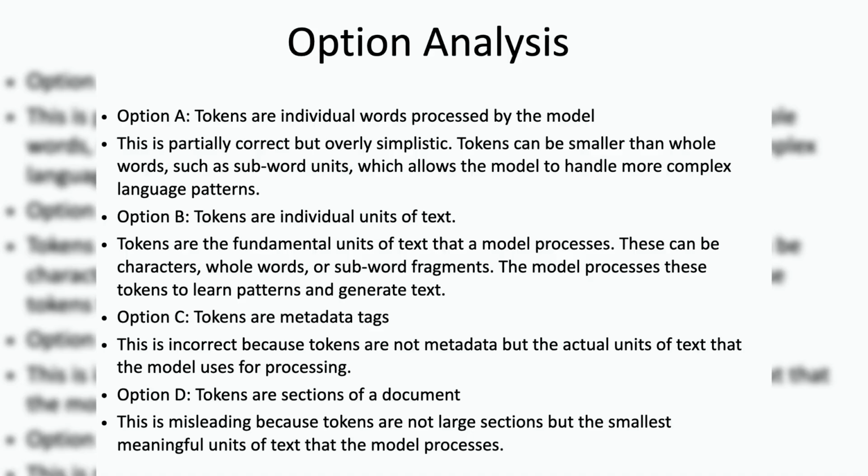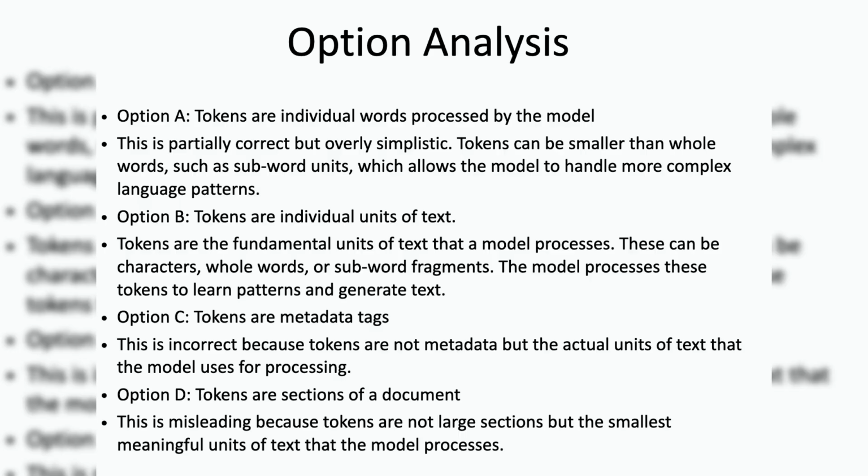Let's take a look at each option one by one. Option A, tokens are individual words processed by the model. This is partially correct but overly simplistic. Tokens can be smaller than whole words, such as sub-word units, which allows the model to handle more complex language patterns.